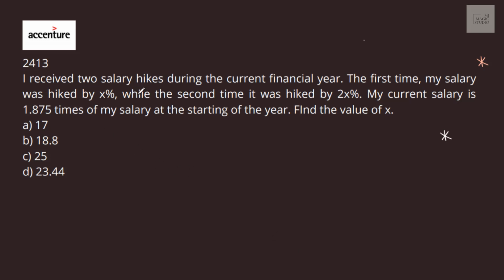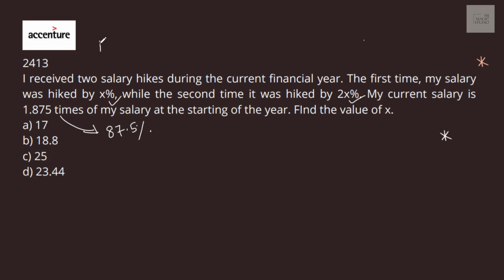I received two salary hikes during the current financial year. The first time my salary was hiked by X%, while the second time it was hiked by 2X%. My current salary is 1.875 times of the salary at the starting. That means it has been hiked by 87.5%.